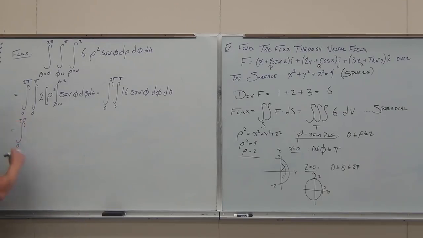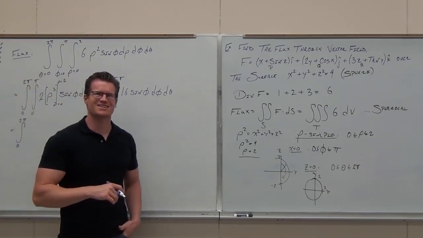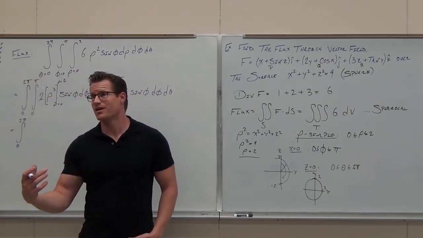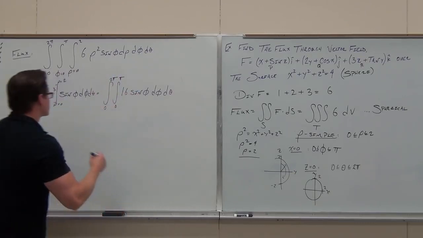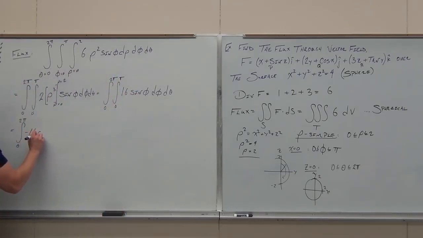Man, it sucks to get all the way down here and do something silly, right? It's like, oh yeah, it's cosine, yay! Oh, derivative, yeah. So then it goes backwards. So here we have negative 16 cosine phi, and then we're going to evaluate that from phi equals 0 to phi equals pi d theta.